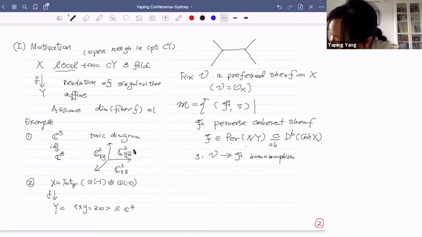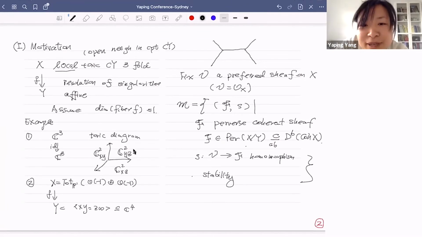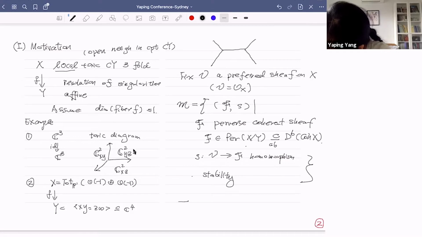And this moduli space also has some stability conditions. This is the type of moduli space I'm considering. Because this is a local picture, this moduli space is always some critical locus of a global function F.